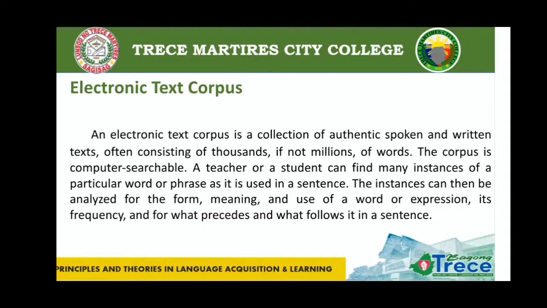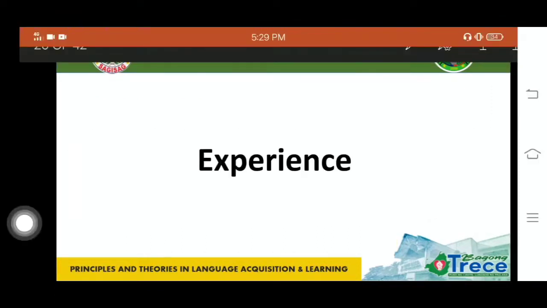So electronic text corpus, if you want to search a word or a sentence, it is the best way wherein you can find the different meanings of the word and the different forms of the sentence. So let's proceed to the experience.